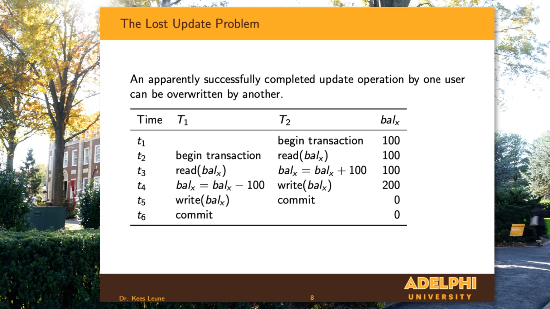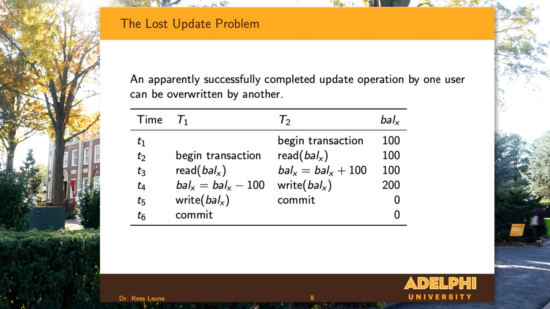Let's take a look at this table here. It's called the lost update problem. So what we see is a number of columns. The first column is just a time index. You can think of them as discrete steps, steps 1 through 6. Then the second and the third column are the operations in 2 different transactions. T1 is one transaction, T2 is the other. And then balance X is the state of the database as seen from the database at the end of each of those time slots.